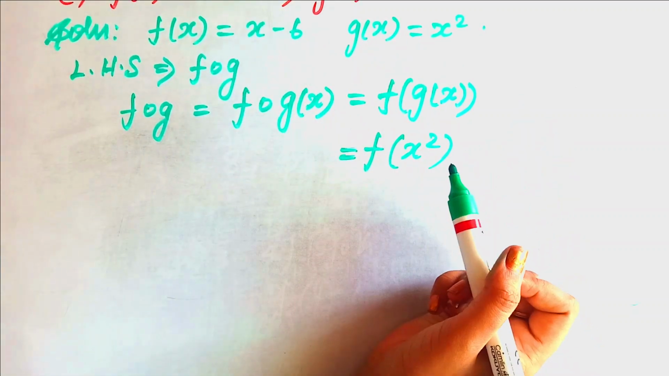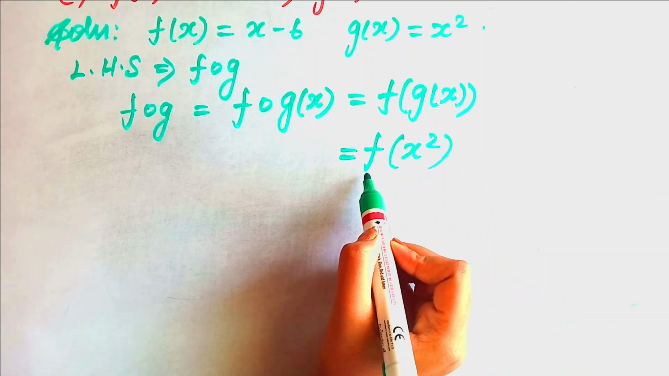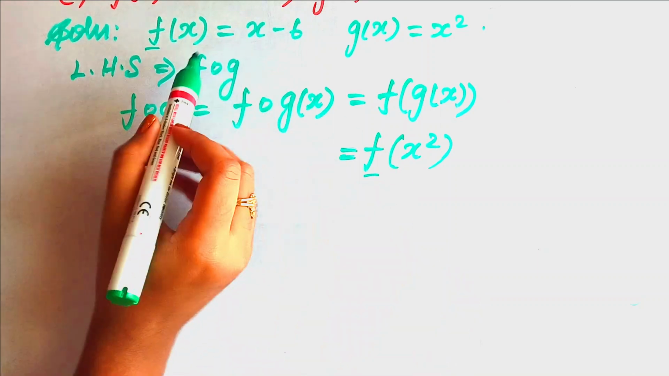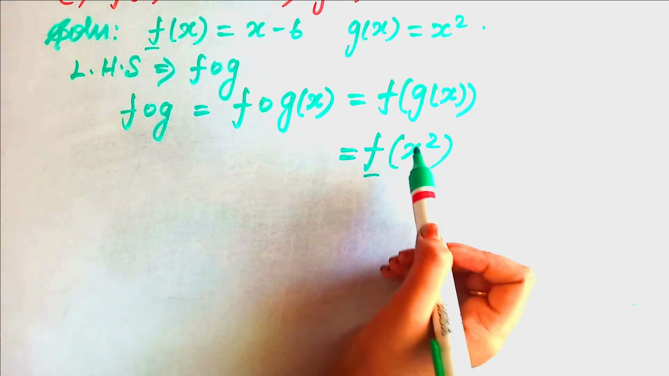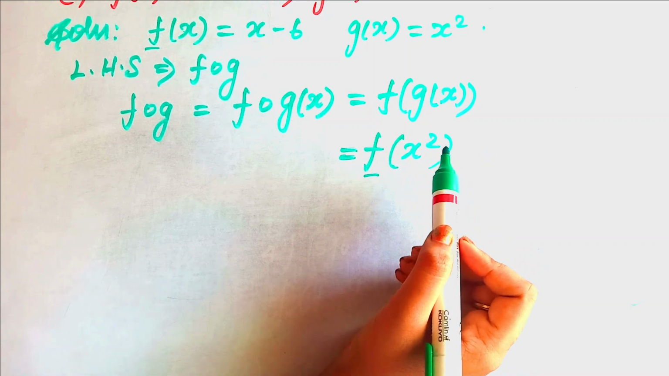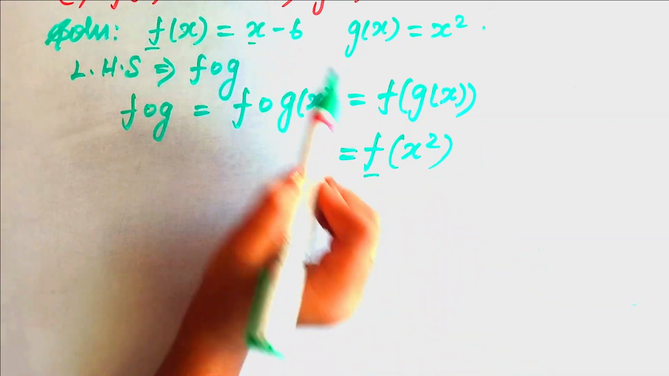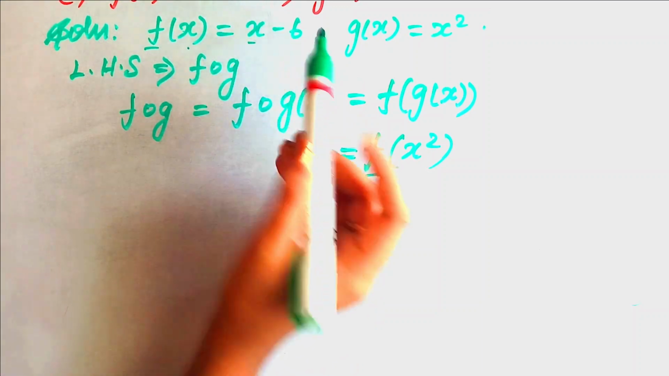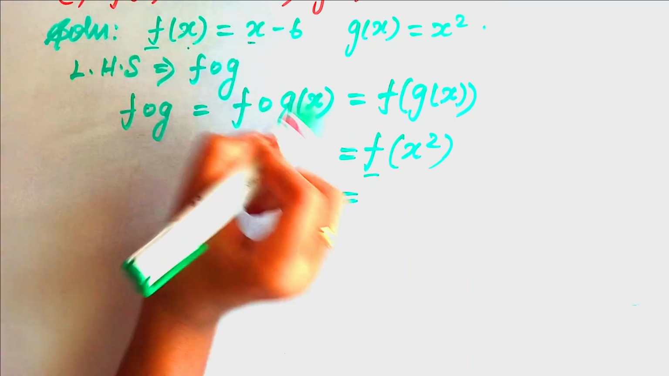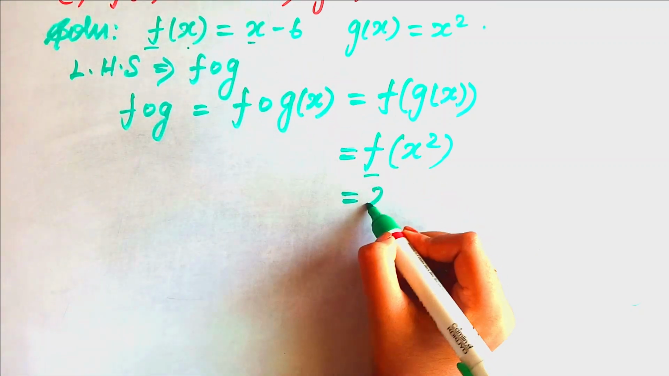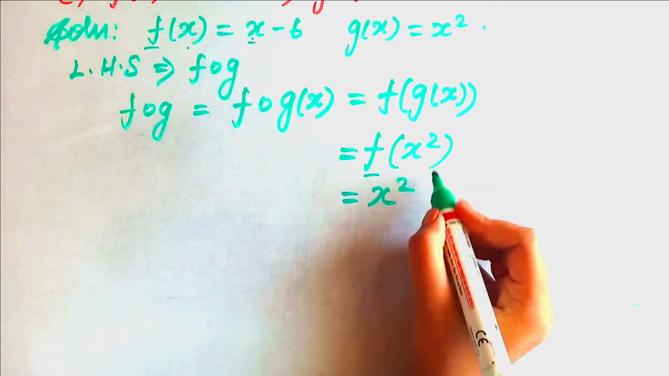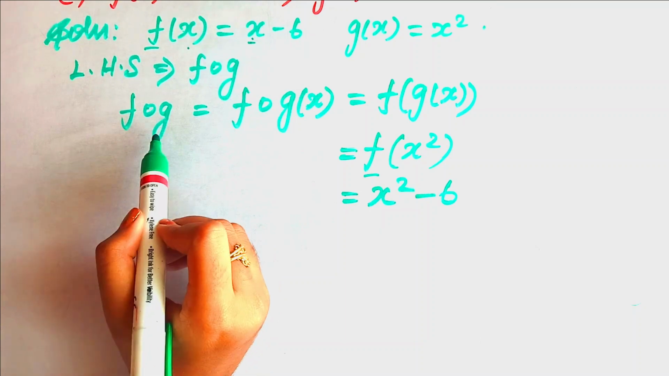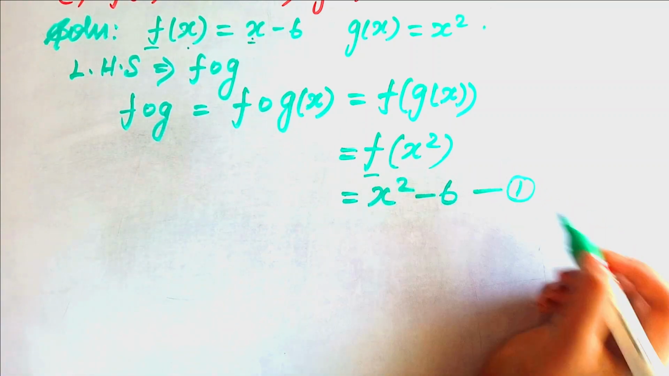So here there is no f(x²), right? So instead, here find the function f. Here is a function f, and this is also a function f, but in the place of x we have x². So what we have to do is substitute x² in the place of x. The equation of f(x) is x − 6, so we substitute x² in the place of x, then minus 6, right? So now this is our f∘g. Let's take this as our first equation.